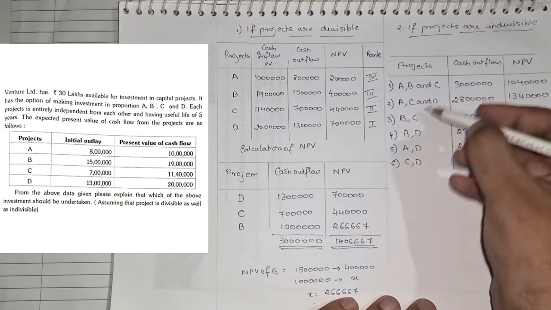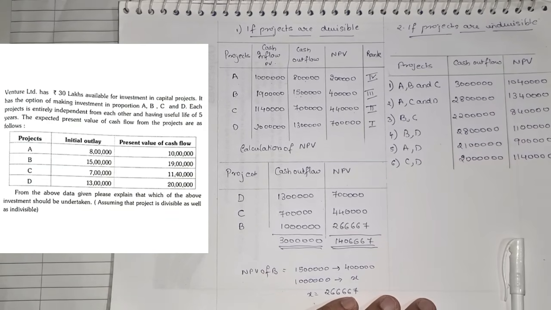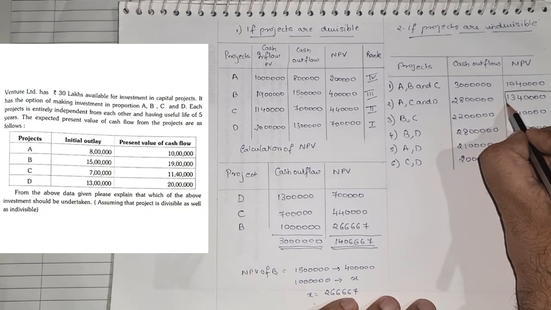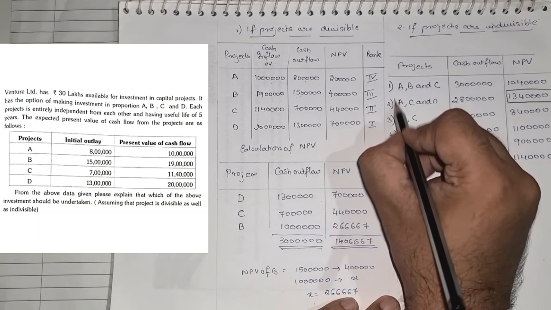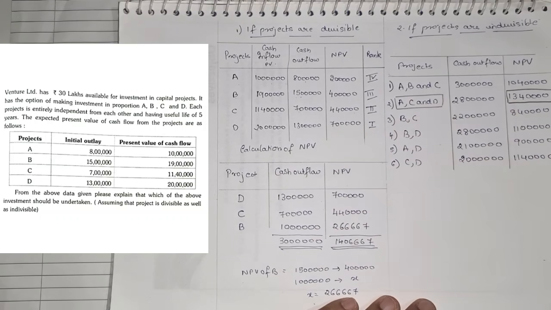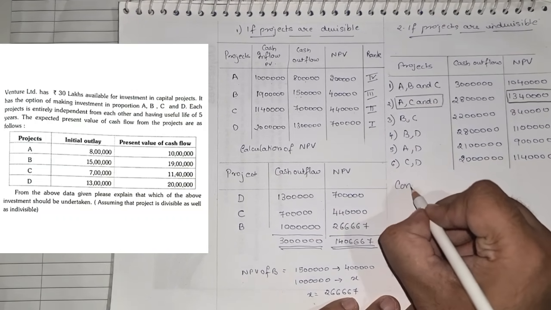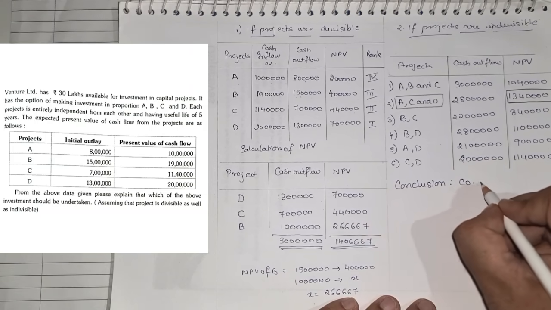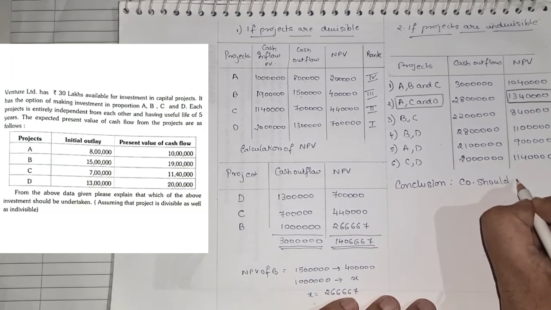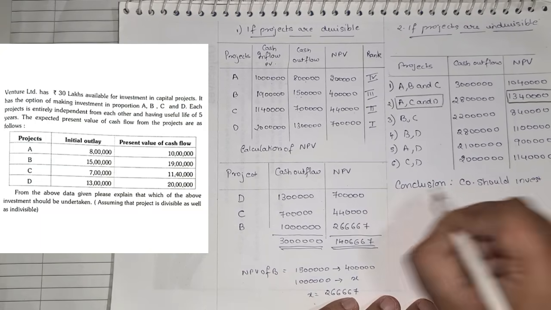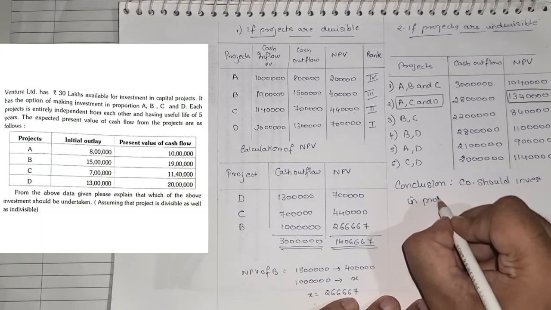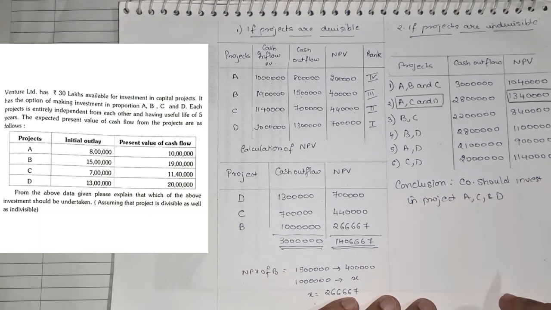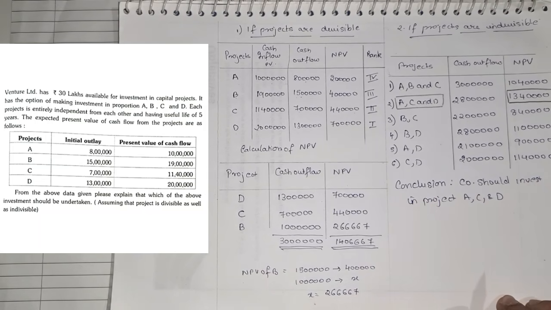So once I have made various alternatives, I have to choose the one which is giving me the highest NPV. If I look carefully, 13 lakh 40,000 is the highest, taking A, C and D into consideration. So my final conclusion is that the company should invest in projects A, C and D because it gives them the highest NPV.